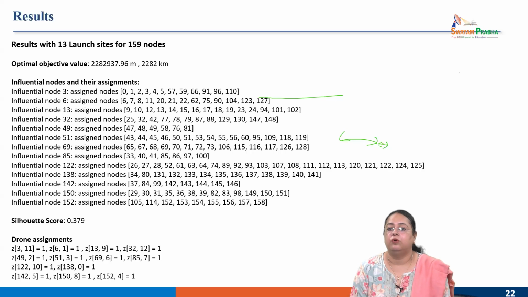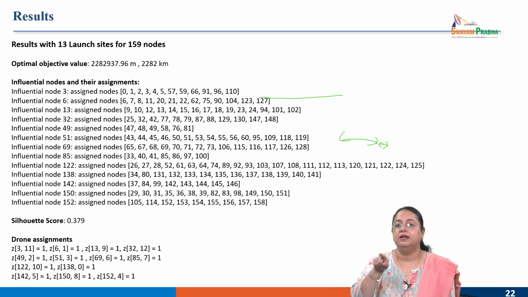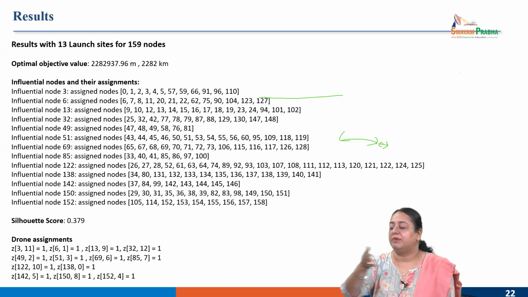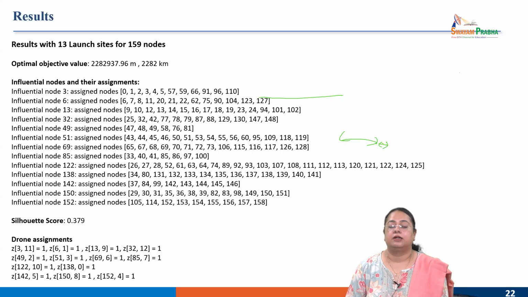For example, node 3 can be a launch point which can be connected to different facilities. Now you see that some of the nodes like 122 can serve many points, right? Probably there are not many peaks there. But some of the nodes like 49 can serve only 6 other facilities. Okay. So is it possible today?